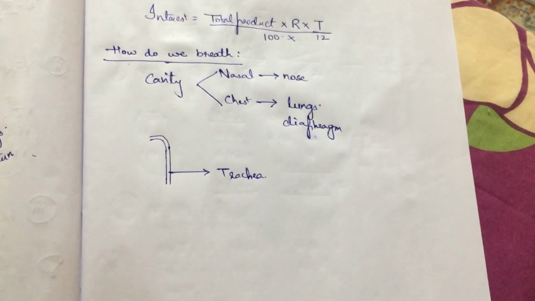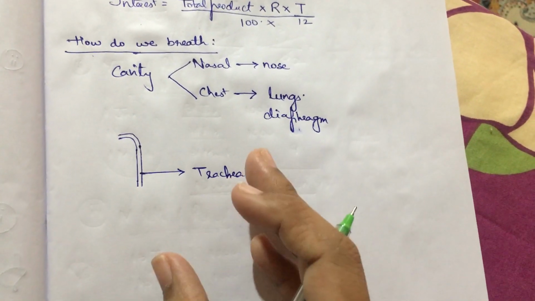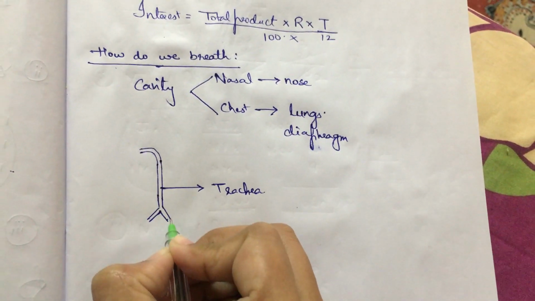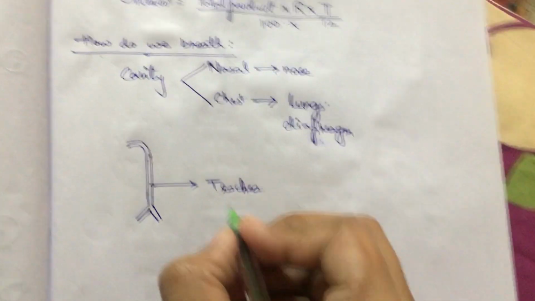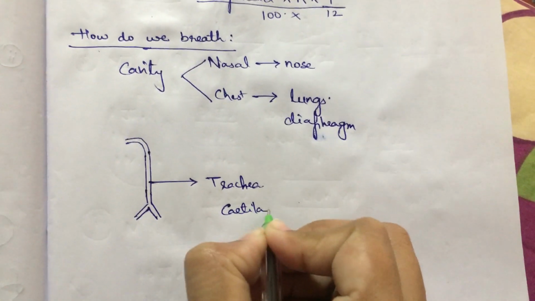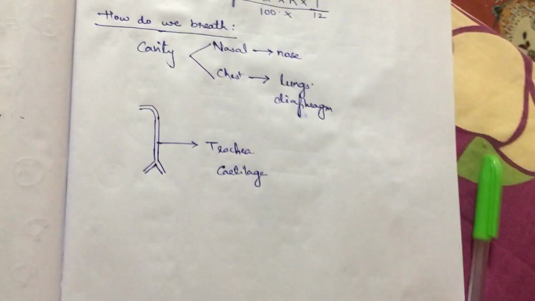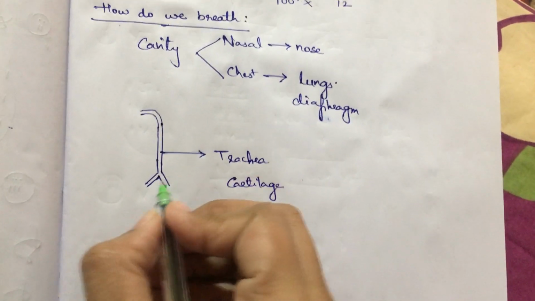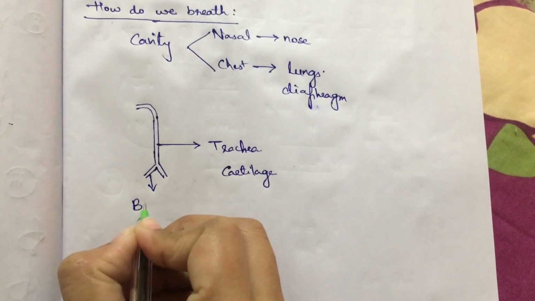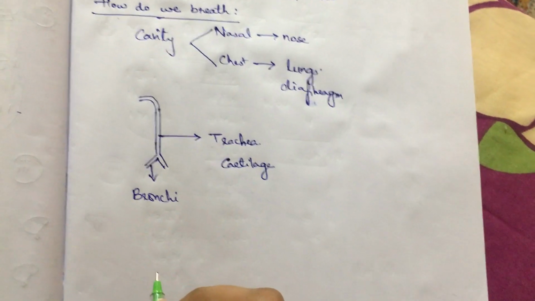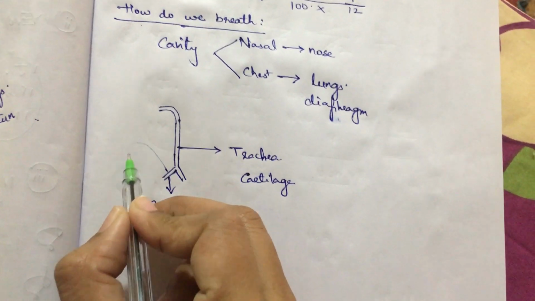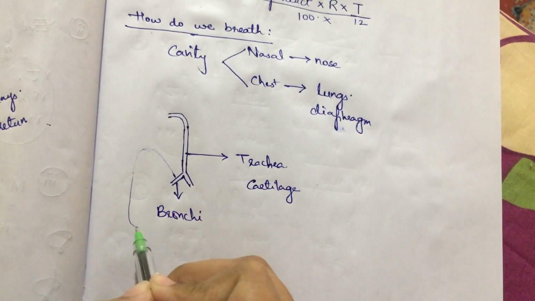Now this trachea is going to divide itself into two parts. This is a cartilaginous tube, which is made up of cartilage. It gets divided into two tubes, which are called the bronchi. And on each bronchus a lung is connected. So the lungs are connected on each side of your bronchi.